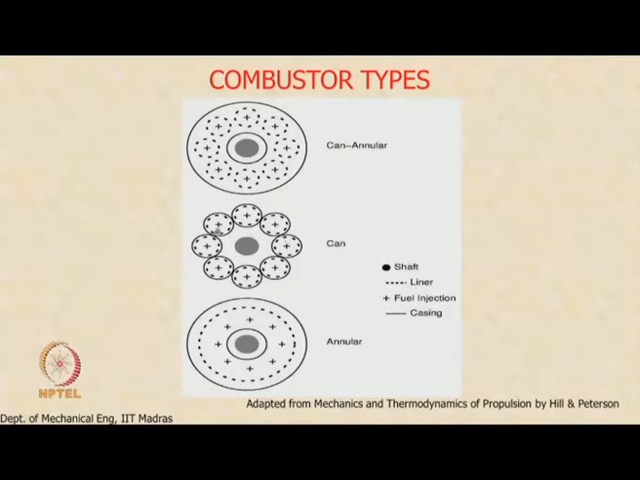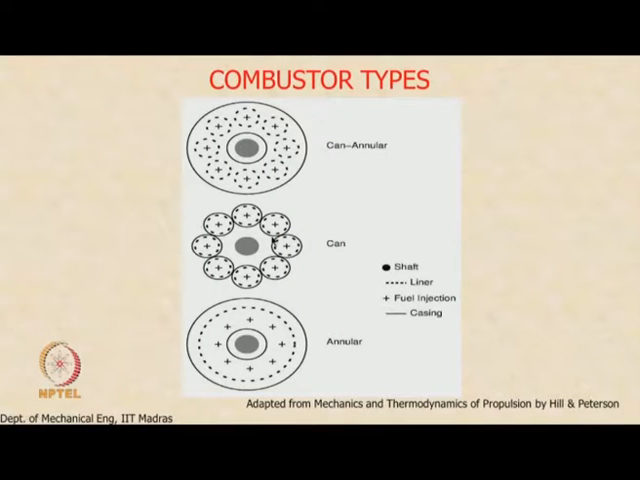Each can is generally independent from the others, although they are all connected through a tube to help with starting. When you start, once combustion takes place in one can, it can propagate to the other cans and get the engine started. So normally they are connected, but from an operation perspective, we may assume that they are independent because each one has a separate casing. We can essentially think of this as multiple combustors arranged in a circumference around the shaft.